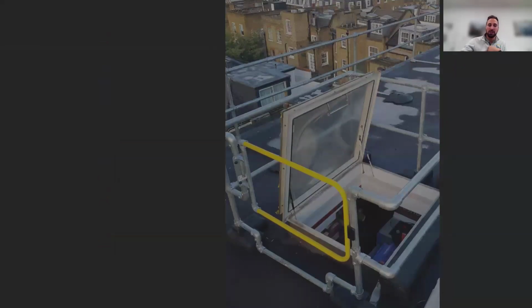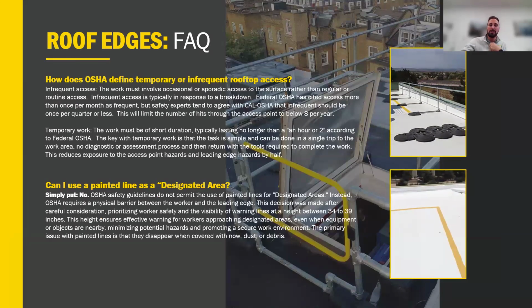Frequently asked questions. Number 1, what's the difference between temporary and frequent access? I already answered that one. Designated areas, what are those? It's not a painted line. I see painted lines all the time. I don't understand how they became so popular.